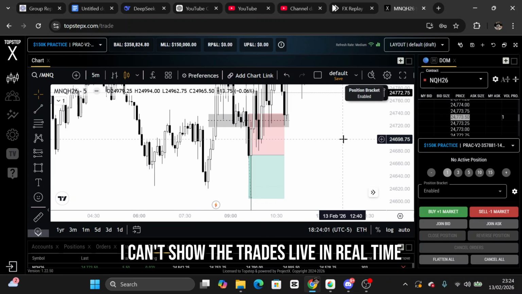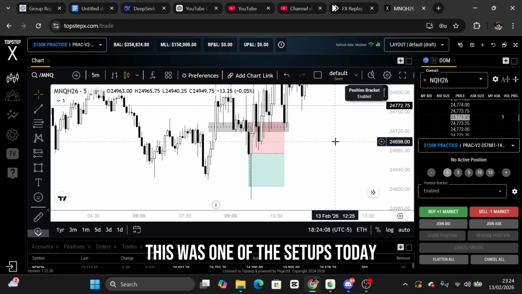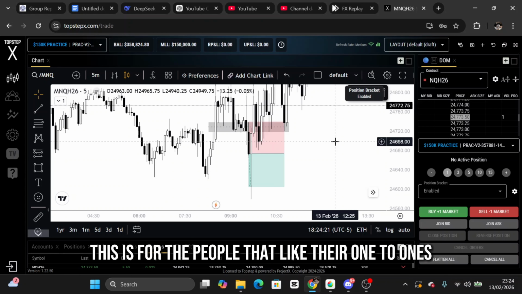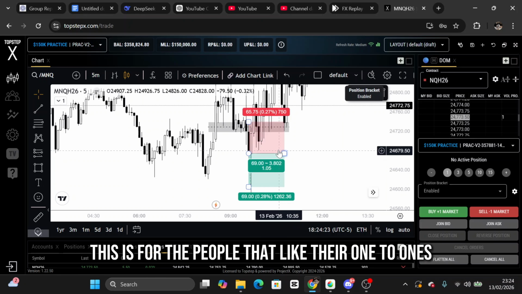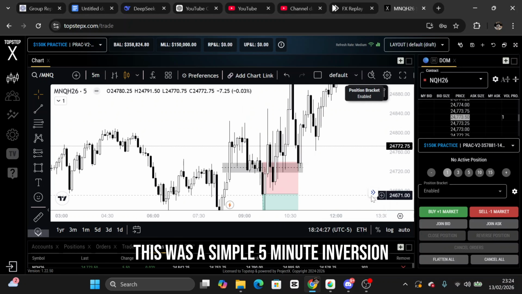So unfortunately, I can't show the trades live in real time, but I can explain to you this was one of the setups today, 13th of February, Friday. This was probably a B setup, nothing too special. This is for the people that like their 1-to-1s, their quick trades, they're just in and out. This was a simple 5-minute inversion.